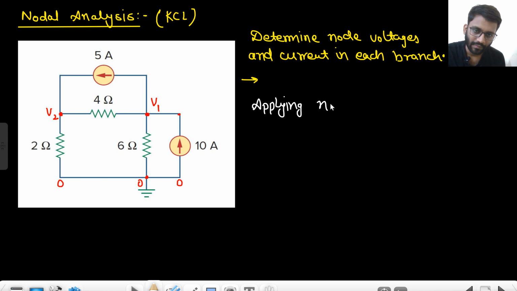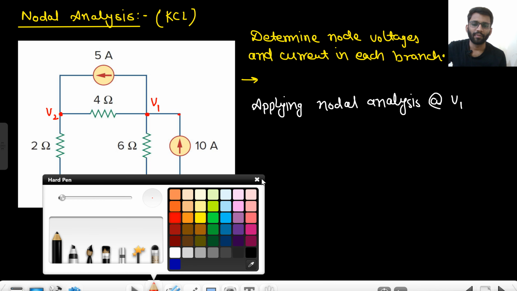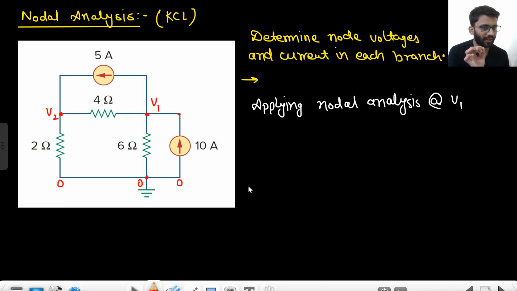Applying nodal analysis at V1. At node V1, we are applying the nodal analysis. So tell me, we will write outgoing current as positive and incoming current as negative. What is the current here? V1 by 6. What is the current here in this direction? Outgoing current. We are writing outgoing current. So that will be V1 minus V2 by 4.